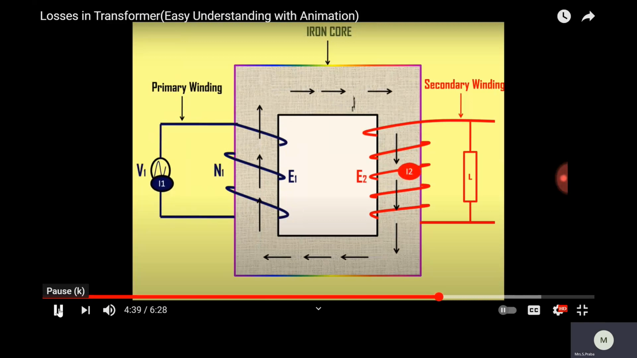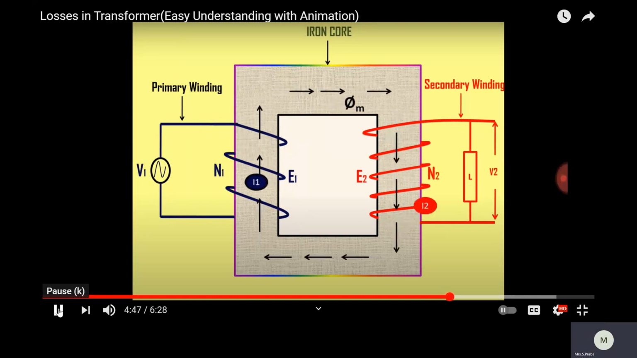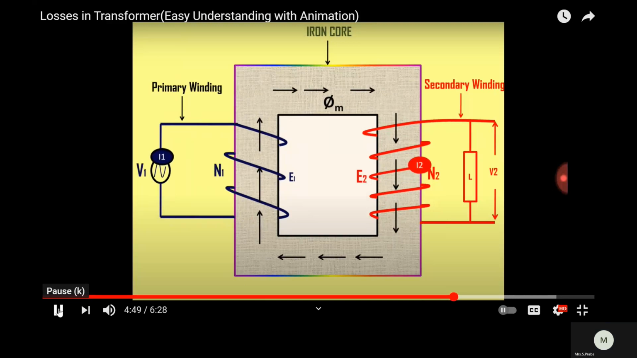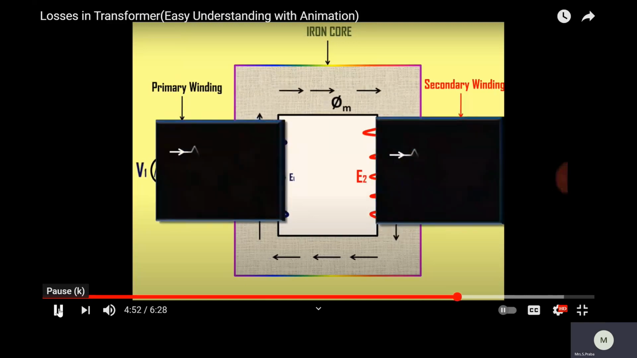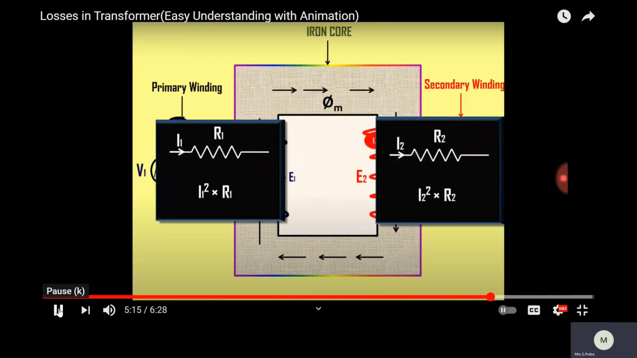As we can see, there is current flowing in the primary winding as well as in the secondary winding, and the windings have resistances. Let R1 be the primary winding resistance and R2 the secondary winding resistance. I1 is the primary current and I2 is the secondary current. Naturally, when current flows through a resistor, power loss takes place, and the formula for that power loss is I square R. So I1 square R1 is the primary copper loss and I2 square R2 is the secondary copper loss. The addition of these two losses is called the total copper loss.